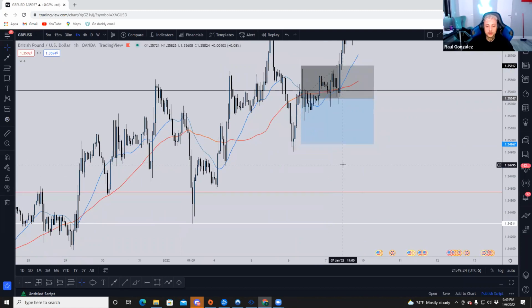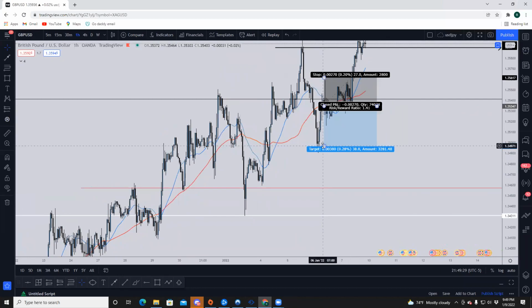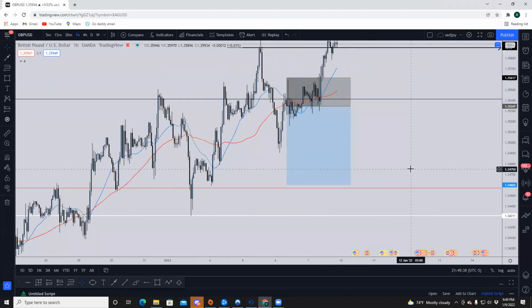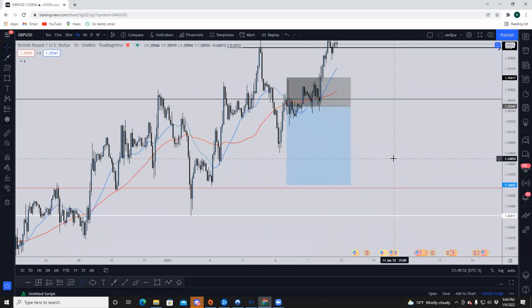And what was your target? My target was at 1.3460. It's right here. Yeah, it was right there, because I see 2 days ago the price came up and rejected. I saw 3 rejections right there at that point of the resistance, and I put a big lot.